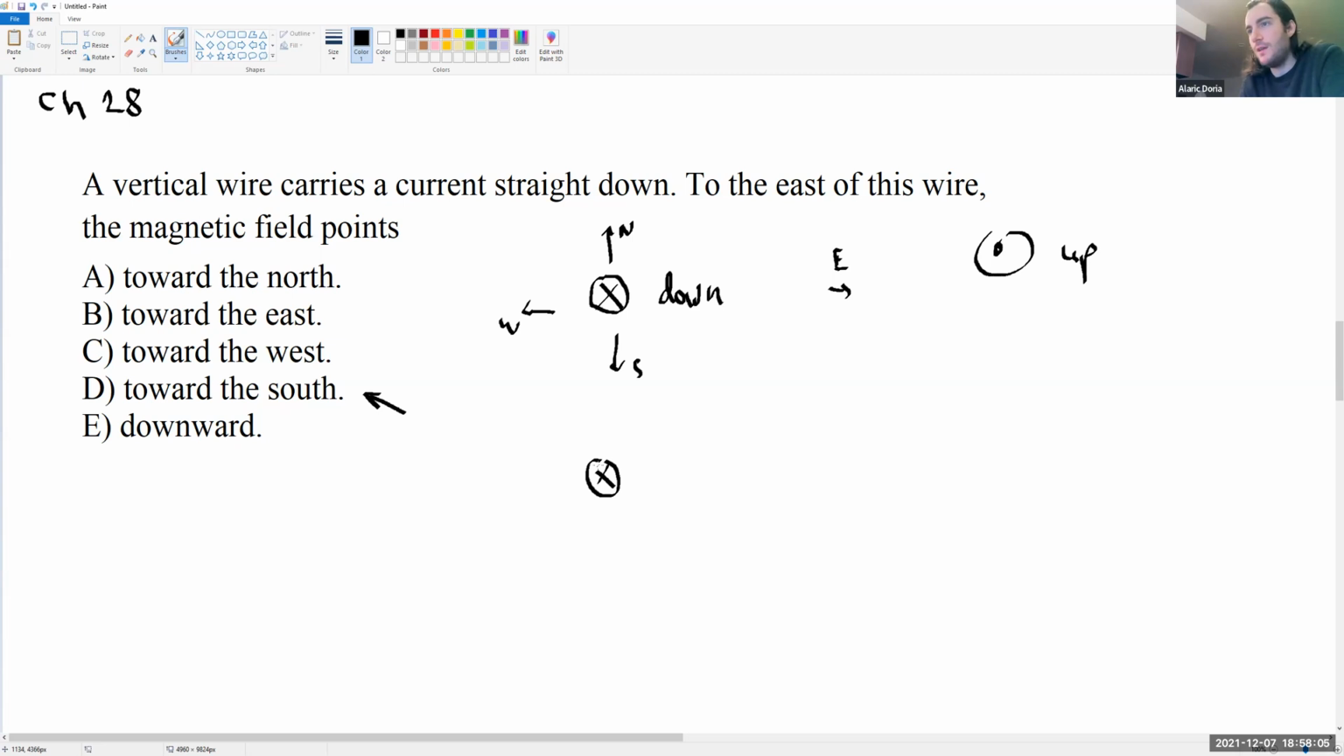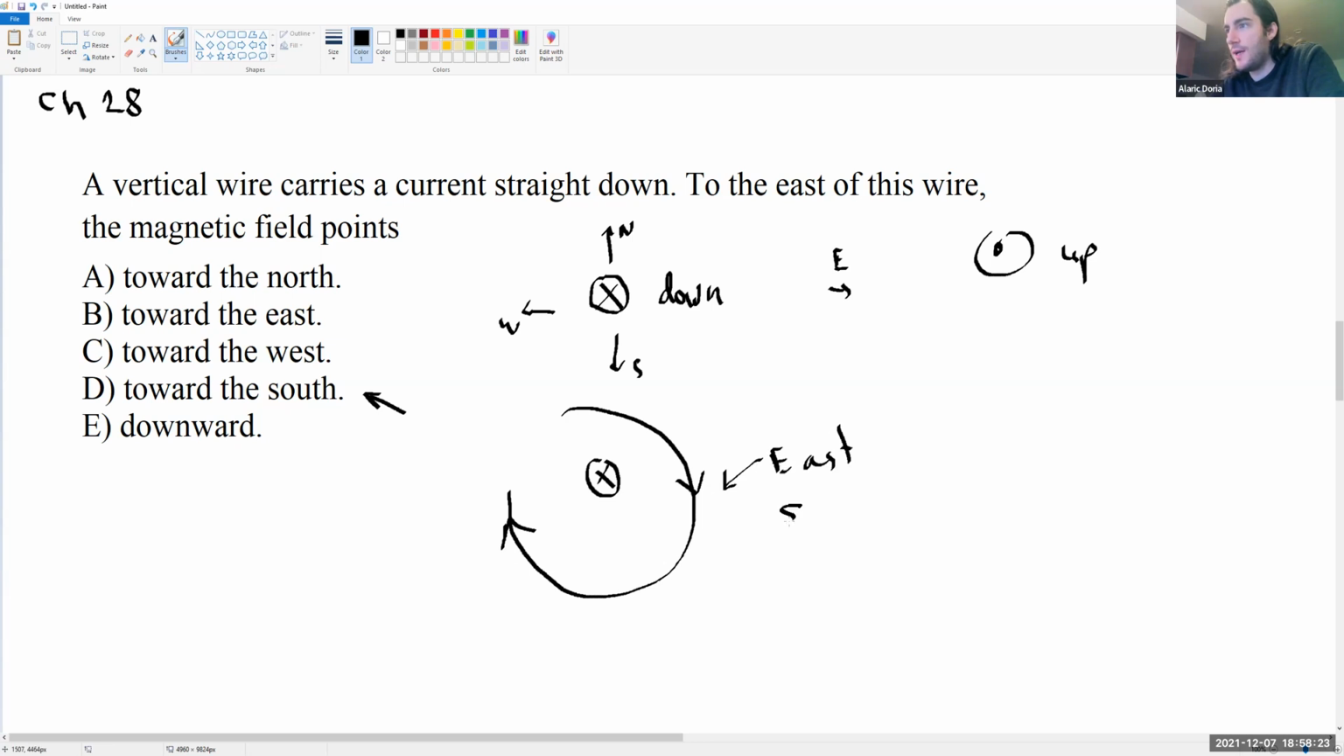So if I do that here for my screen, I see that on the east side of the current, my fingers are pointing down. So my fingers are wrapping around like this. And so on the east side here, so this is the east side, it is pointing downward to the south. So that would be this way. So this is south.